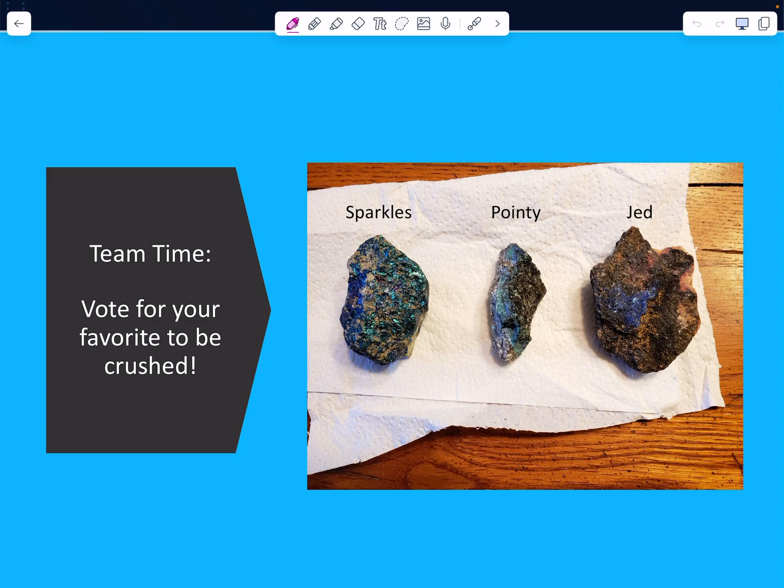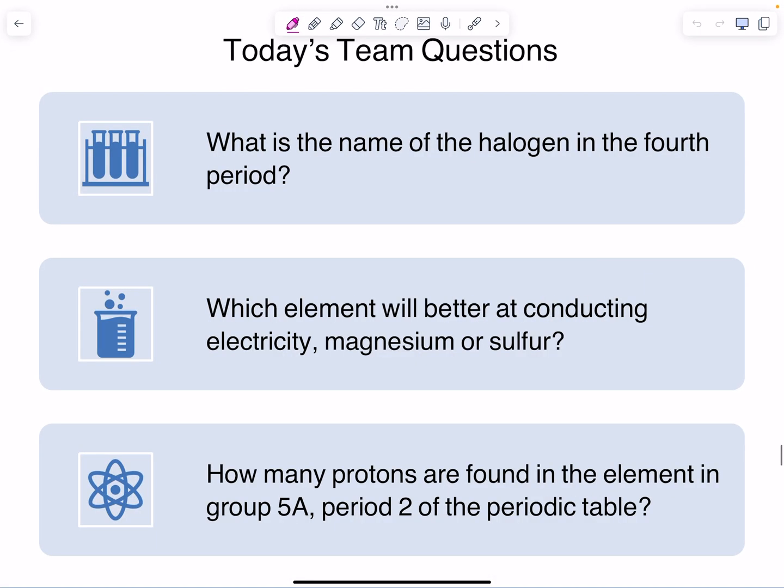All right. Since we have two minutes left, I want to go over the other questions. But first, let's do it by noise making. Take a quick poll of how people are voting. If you're voting for Sparkles, give a cheer. Who wants to vote for Pointy? How about Jed? All right, it's looking like Sparkles is going to win, I've got to say. Okay, so let's get back to these.